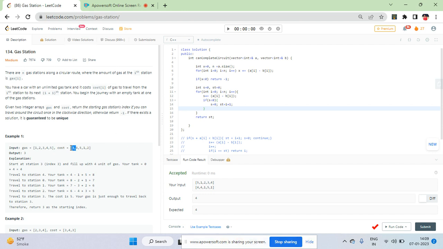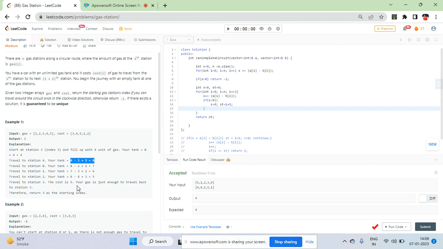So there you have 6 amount of gas, and then you get 2 more at the station, and then you use 3 to get to the next, leaving you with 6 again. As you can see, 6 plus 6 is 12, and 3 plus 4 plus 5 is also 12. You will start from the 4th position and end at the 3rd position after coming back in the circular way. You will not have any petrol left, because your gas is just enough to travel back to station 3. And that's about it. So let's see how we can do this.